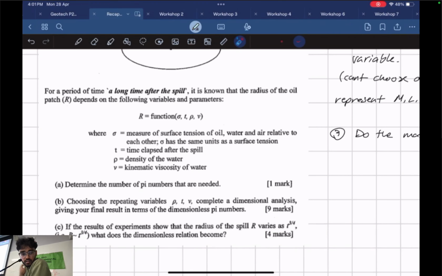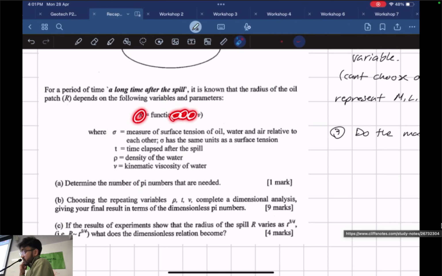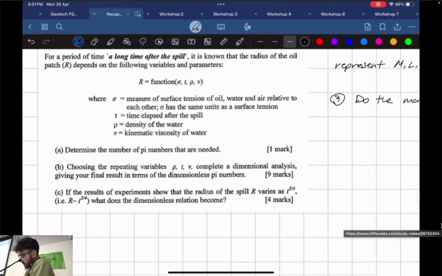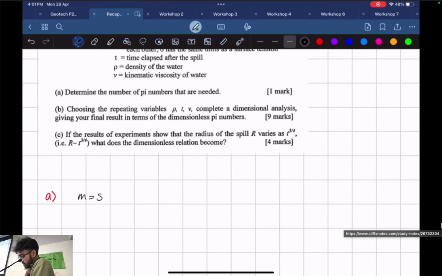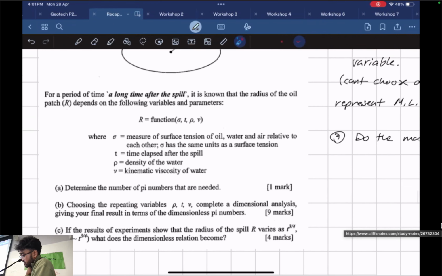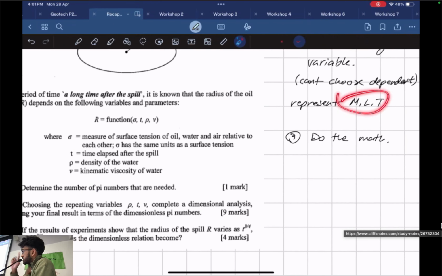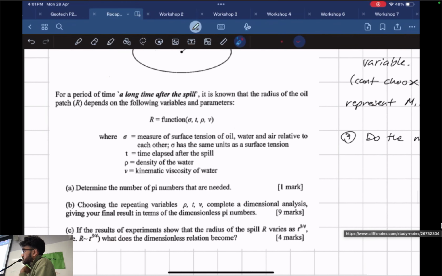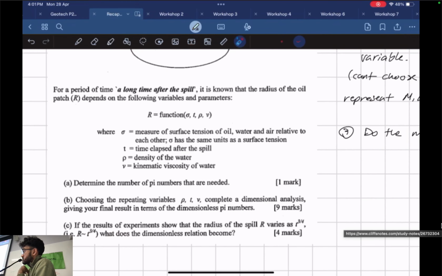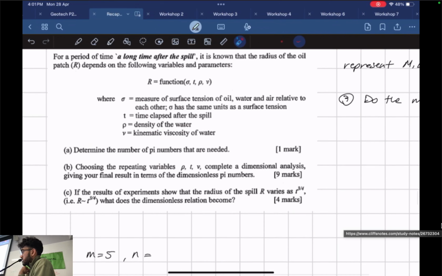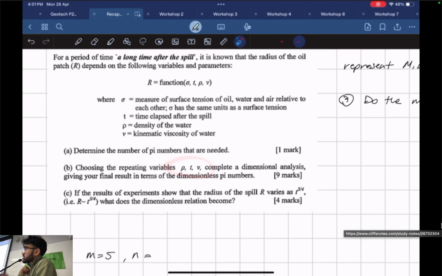Alright, so how many variables do we have in total? How many parameters? 5. Good. Yep. 1, 2, 3, 4, and 5. Alright, so we have m being equal to 5. How about n? n is the number of dimensionless parameters. How many do we choose? They kind of give it away to you in the next part.